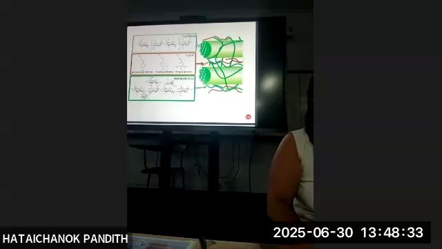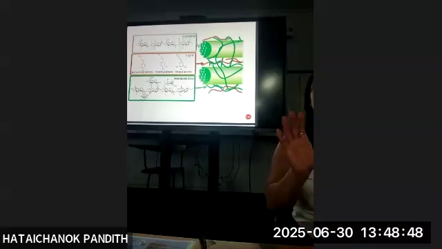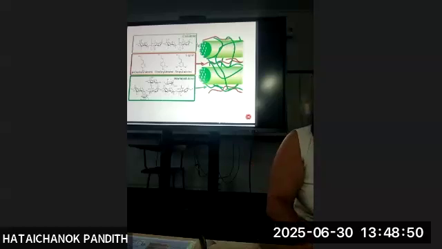Okay, look at the picture. The biggest one is cellulose. The smaller green one is hemicellulose. And the brown one will be lignin. So they will wrap around together to make them very strong.